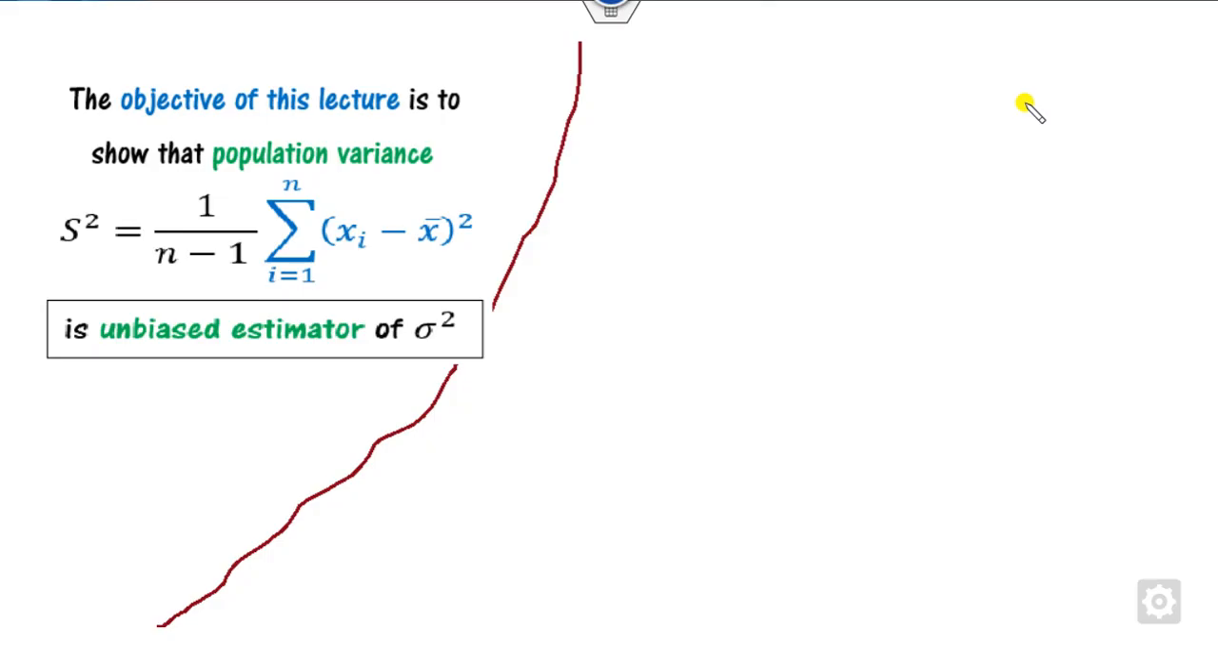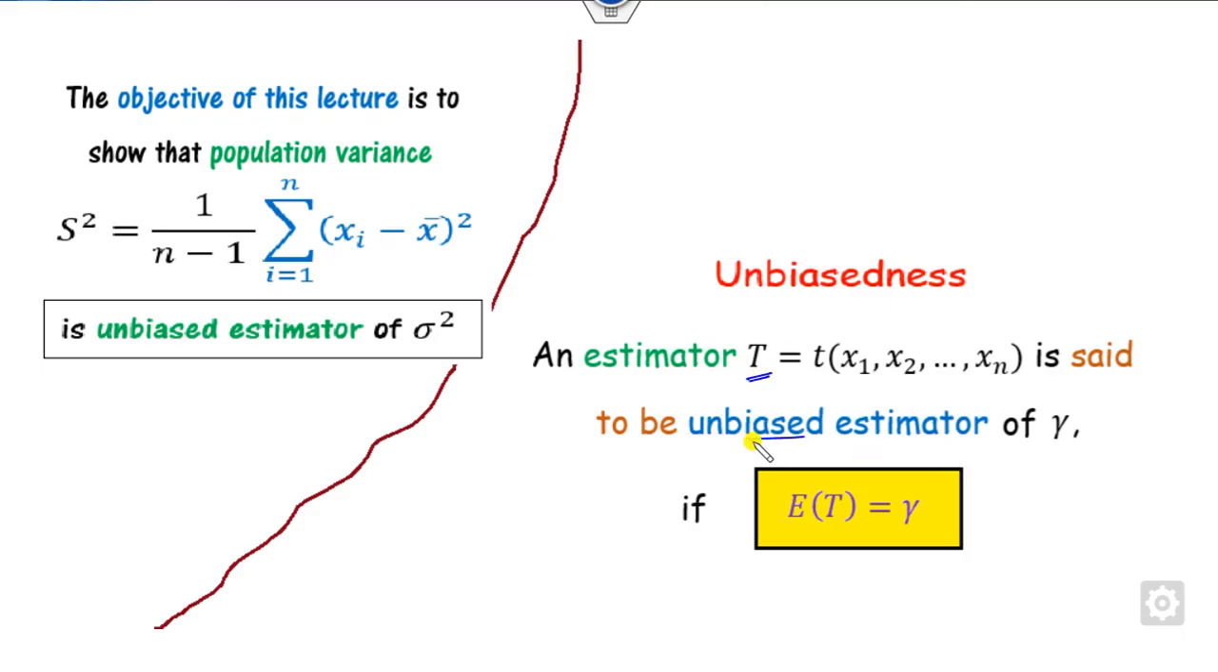The objective of this lecture is to prove that capital S square, called the sample variance, is the unbiased estimator of the population variance. First of all, let me quickly recall what an unbiased estimator is. An estimator capital T is said to be unbiased if its expected value comes out to be gamma. What is the meaning of that? In this case, your required target is to prove that the expected value of capital S square must be equal to sigma square. If you prove this, it means this is my unbiased estimator.